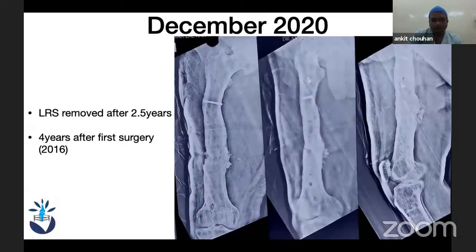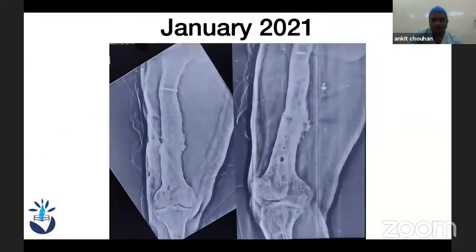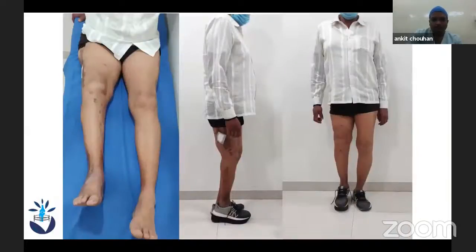This LRS was removed after 2.5 years. The first one took 1.5 years. So total, this is the picture 4 years after the first surgery. And in the next follow-up, the bone is consolidating, remodeling, and there is no sign of lysis or reappearance of the fracture line. Patient is clinically very well. Only problem is the trickling of the pus, which is still continuing even after 7-8 months of the frame removal.